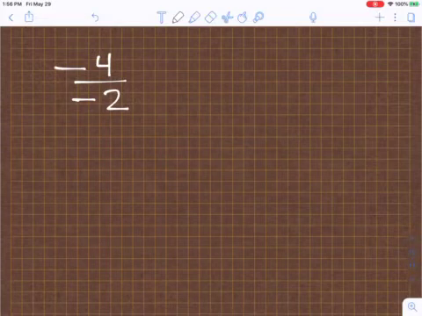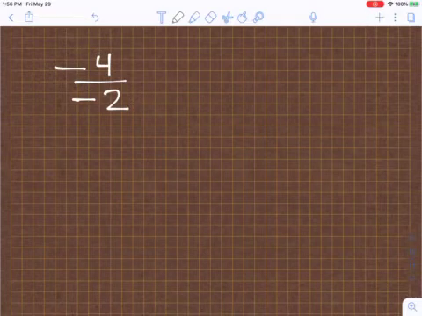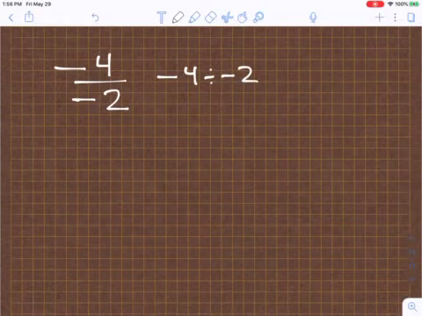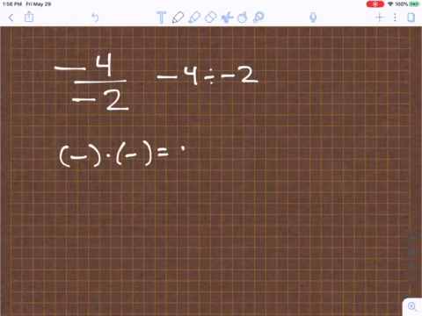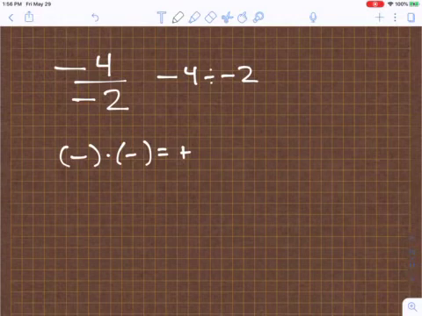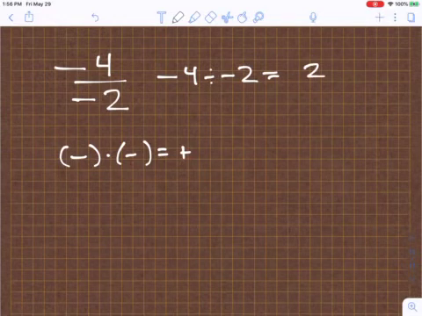Negative 4 divided by negative 2. Well, what do we got going on? It's like a double negative, isn't it? If I write this out, it's negative 4 divided by negative 2. I know that in multiplication, when I have two negatives multiplying each other, they give me a positive result, and we just said that division follows the same rules. So I'm going to get a positive answer. And 4 divided by 2 is 2, so you would get positive 2.